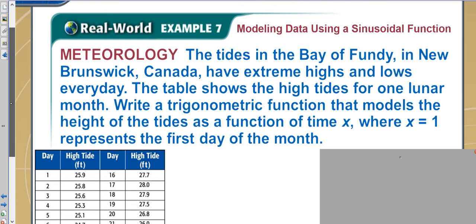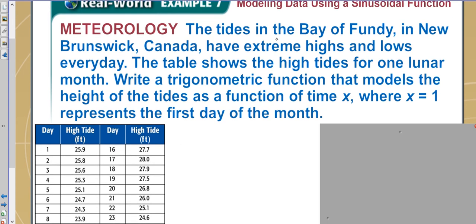So let's look at finding the equation. It says the tides in the Bay of Fundy in New Brunswick, Canada, have extreme highs and lows every day. That means the waves. The table shows the high tides for one lunar month. Write a trigonometric function that models the height of the tides as a function of time x, where x equals 1 represents the first day of the month.